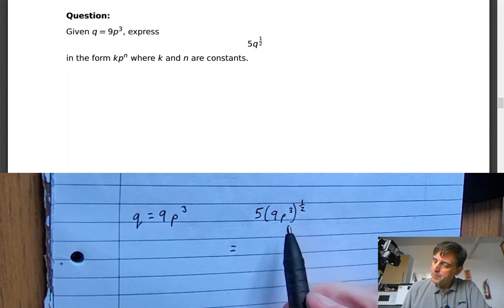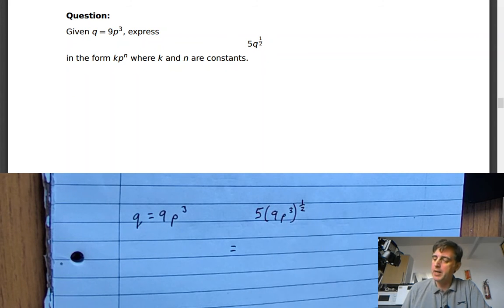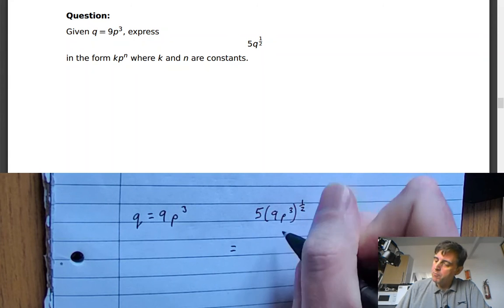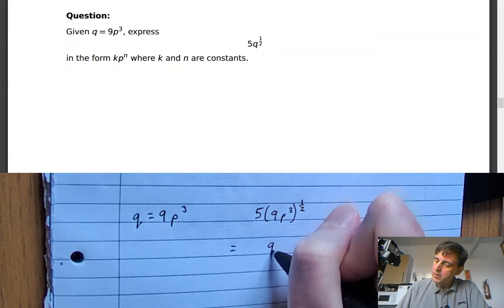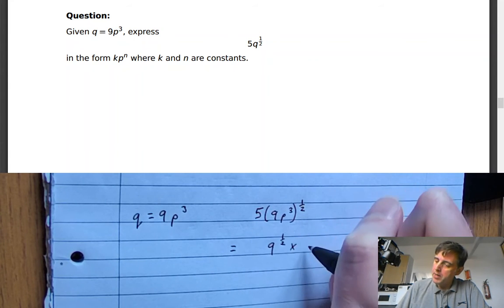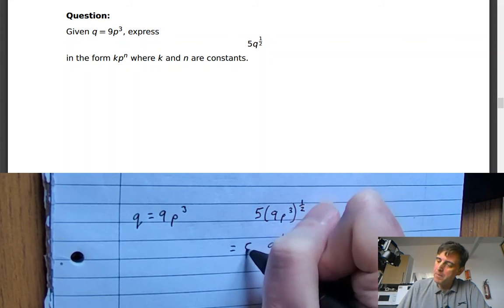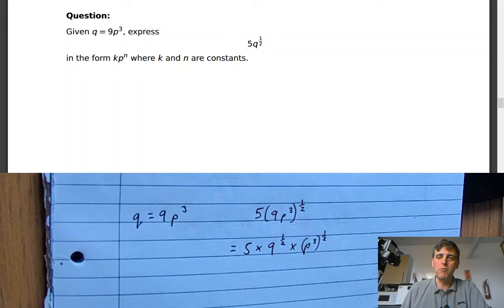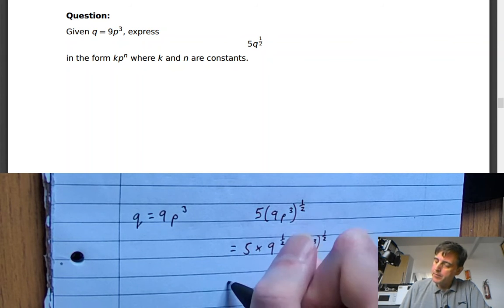Right, well first of all, I'm going to notice in this bracket all being raised to this power, one of our rules we looked at in an earlier video says that we can write that as 9 to the power of a half multiplied by p cubed to the power of a half. And of course we've still got the 5 at the front of this thing multiplying it all together. So let's see what we can do with that.